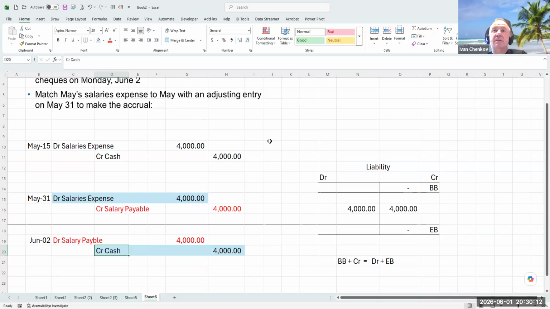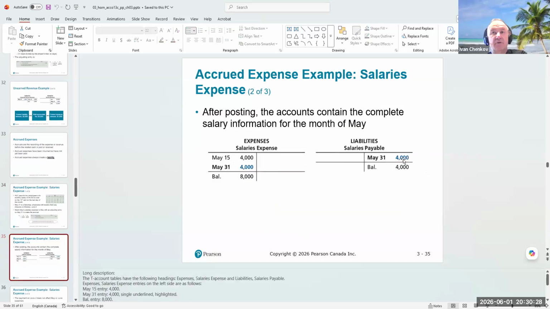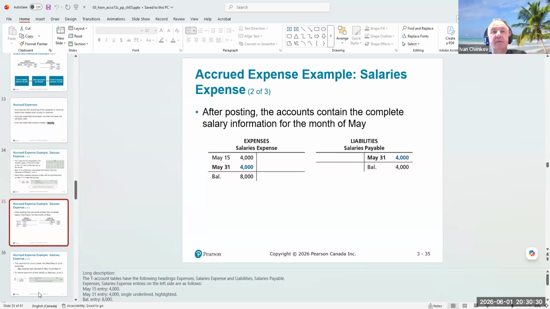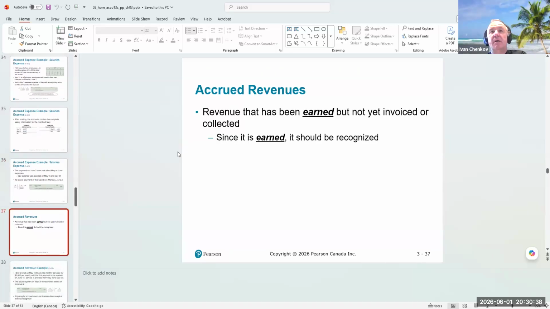Now let's do and see what's going to happen with the accrued revenue. Again, with our example here, first we're going to show the salary expense, show it as a liability, and later on June 2nd, we're going to close that liability with paying cash. And that liability will disappear. Now let's see what's going to happen with the accrued revenue. Accrued revenue will be when we provide the service or deliver the goods, but we haven't been paid yet.